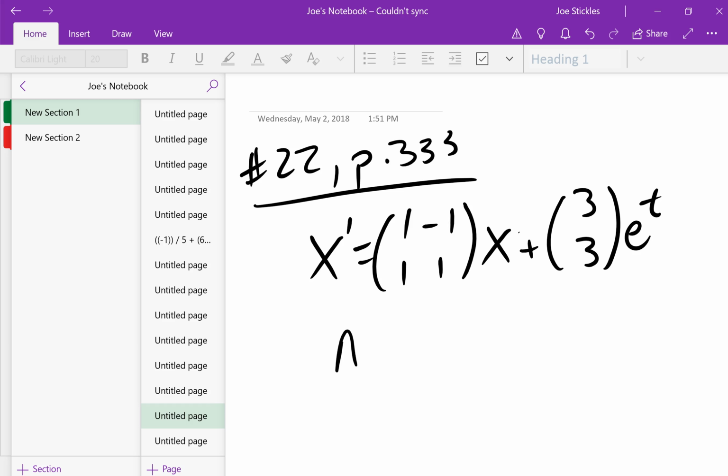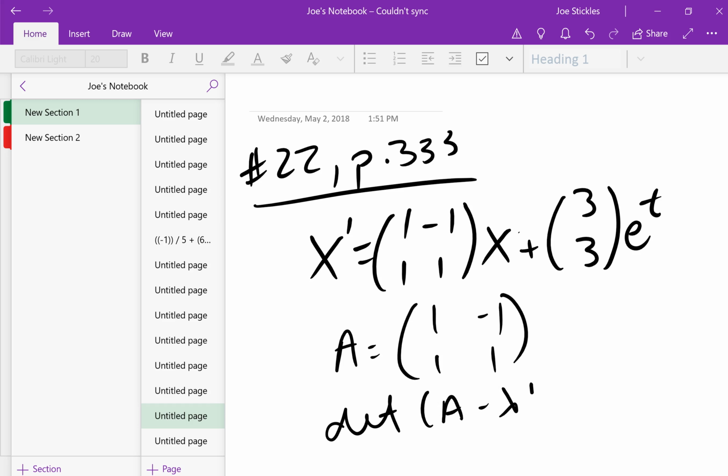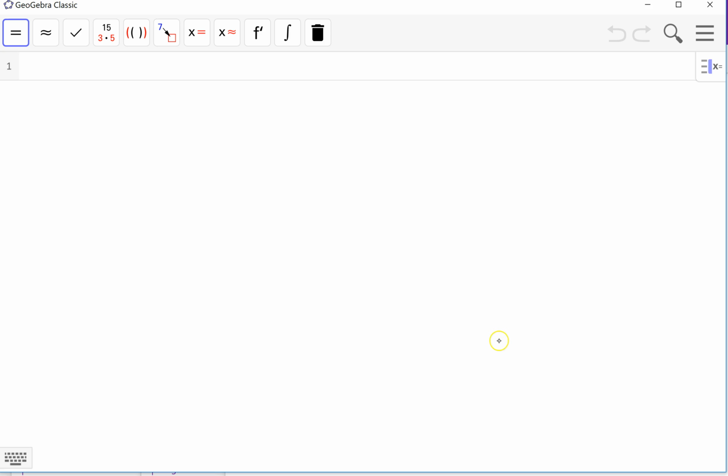In this case, our A matrix is [1, -1; 1, 1], and we want to do again the determinant of A minus lambda I to find the characteristic polynomial so that we can find the eigenvalues. So we'll switch over to GeoGebra and have that do it for us. I'm going to be a little bit lazy, and instead of going through all of the stuff with the spreadsheet, I'm just going to type it in directly.